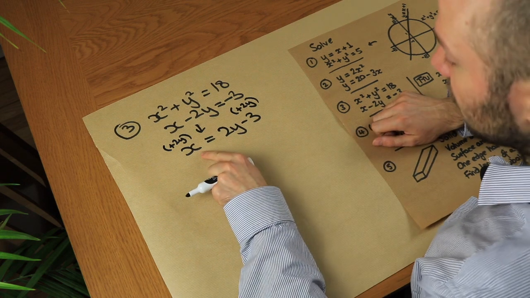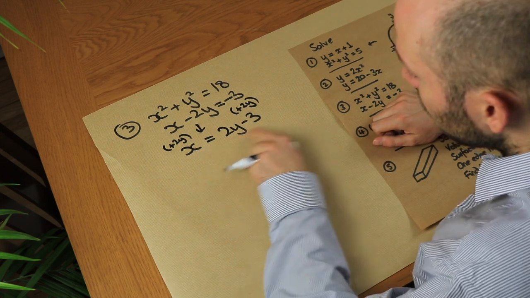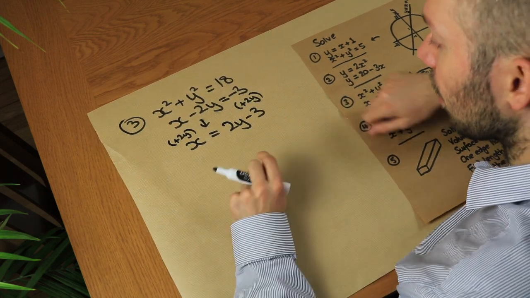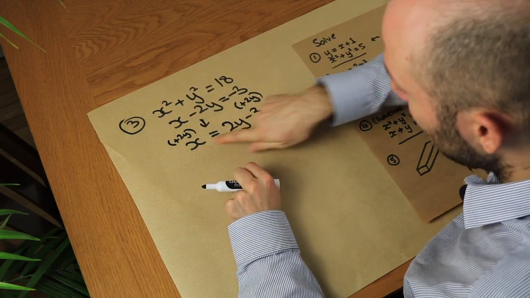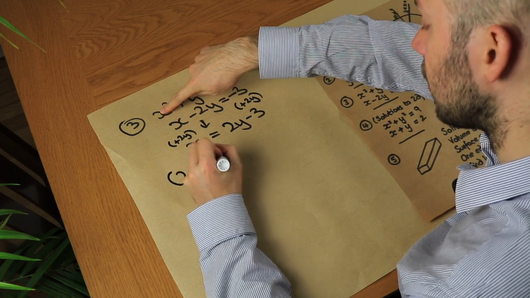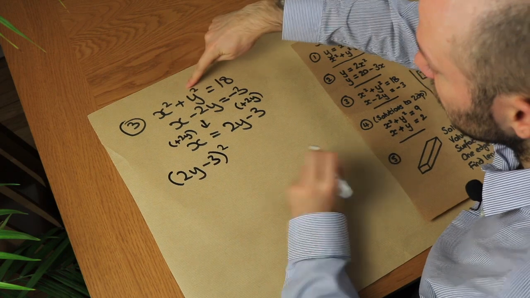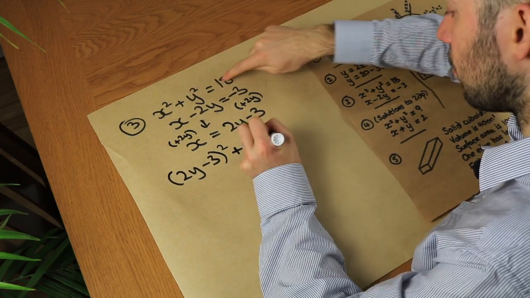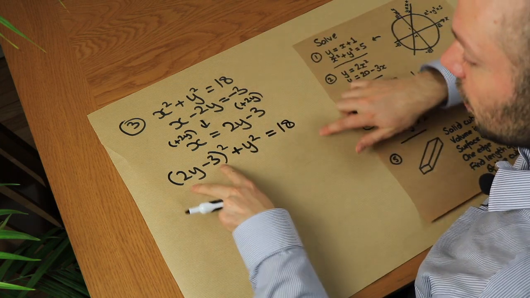So now we've made x the subject of the linear equation, so we substitute this into this other equation here. So we've got x squared. Now we know x is 2y minus 3, so we write (2y minus 3) squared, using brackets, plus y squared, and students often manage to miss this plus y squared, equals 18. So let's expand this out.